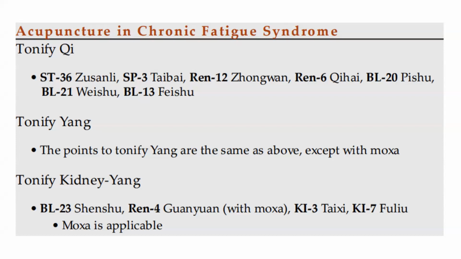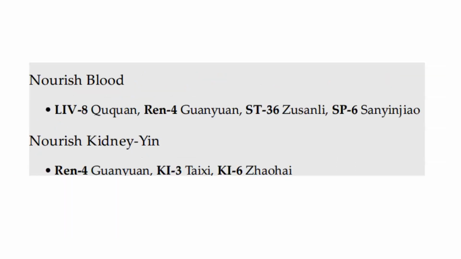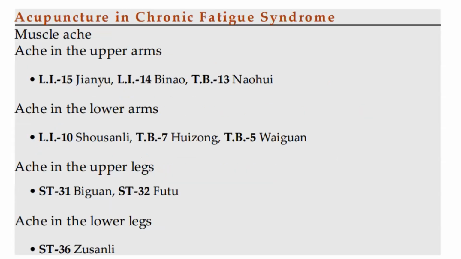To tonify the yang, the points are the same as above, except with moxa. Tonify the kidney yang: we use Bladder 23, Ren 4 with moxa, Kidney 3, Kidney 7. Moxa is applicable. To nourish blood, we use Liver 8, Ren 4, Stomach 36, Spleen 6. To nourish kidney yin: Ren 4, Kidney 3, Kidney 6.